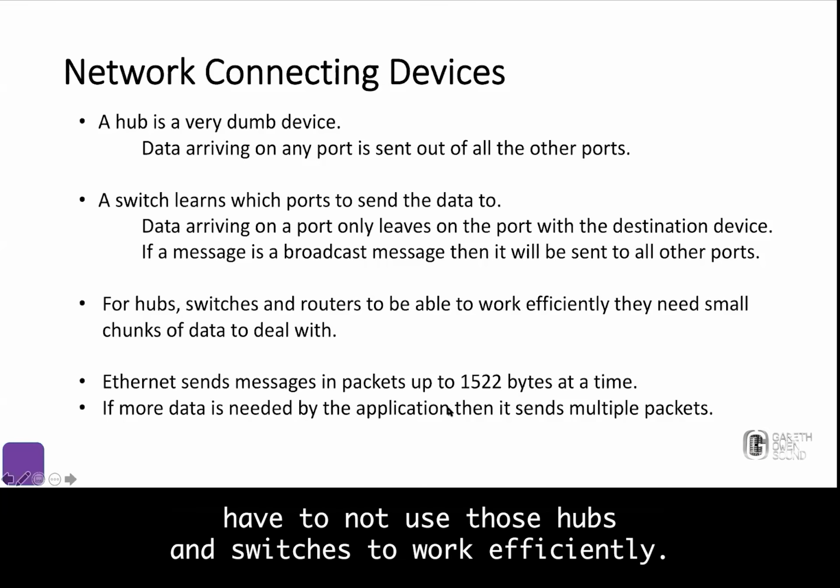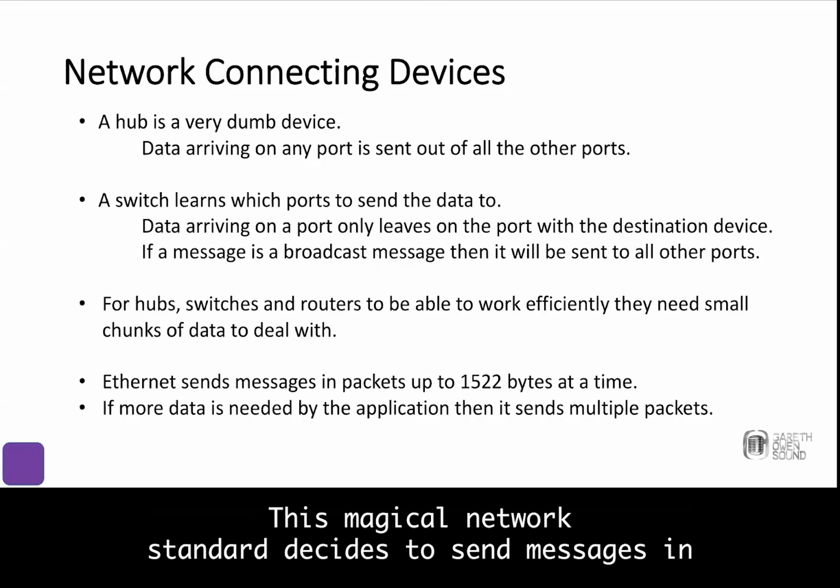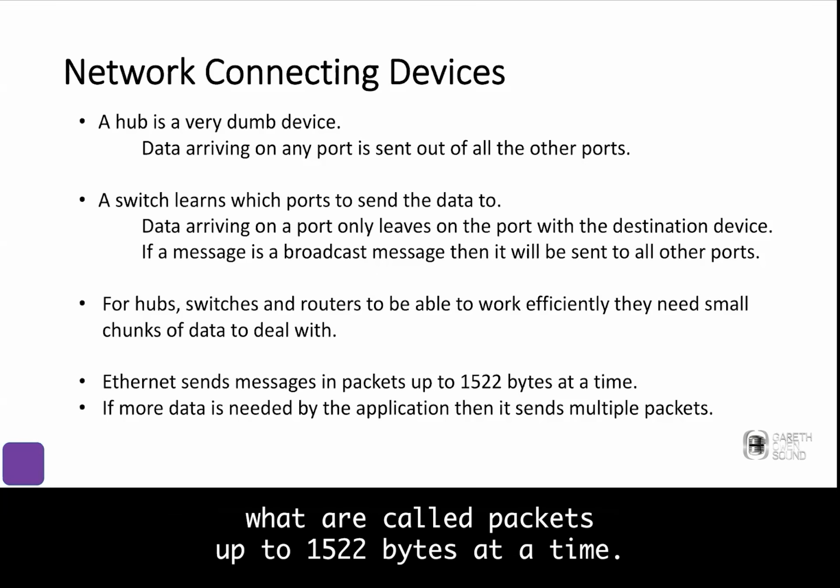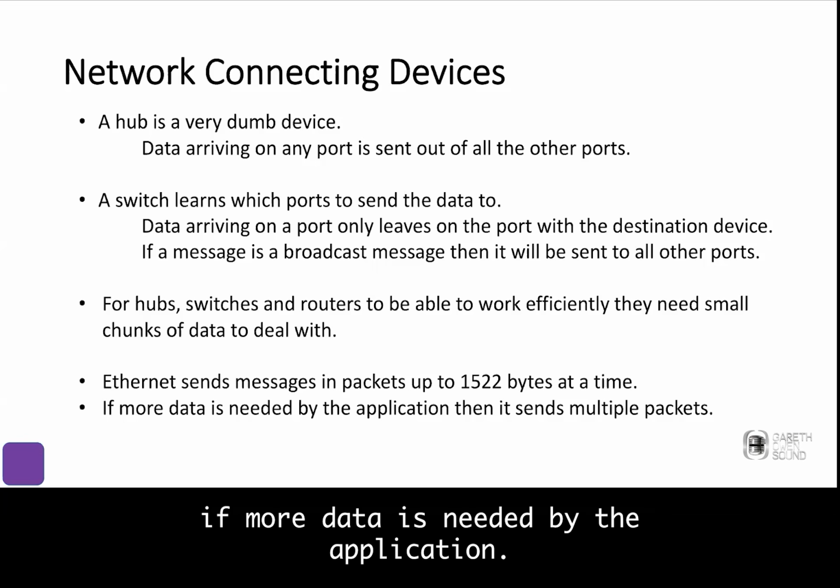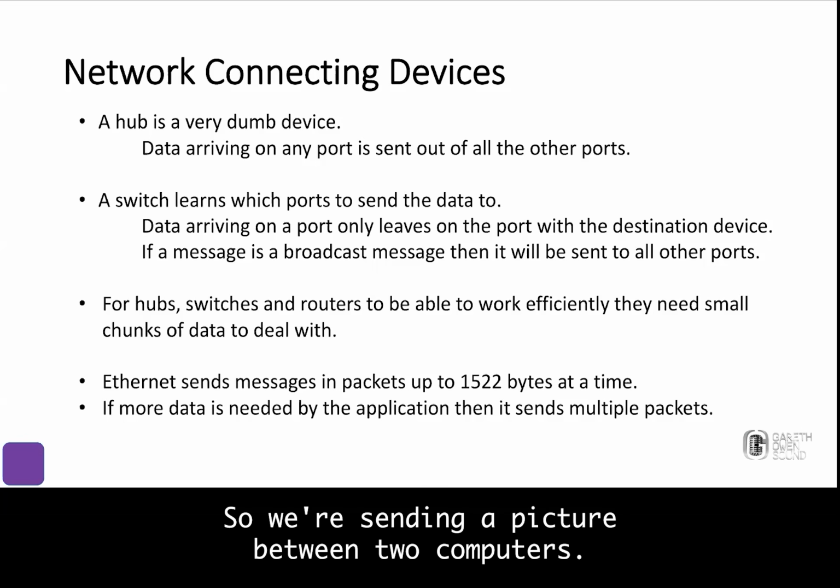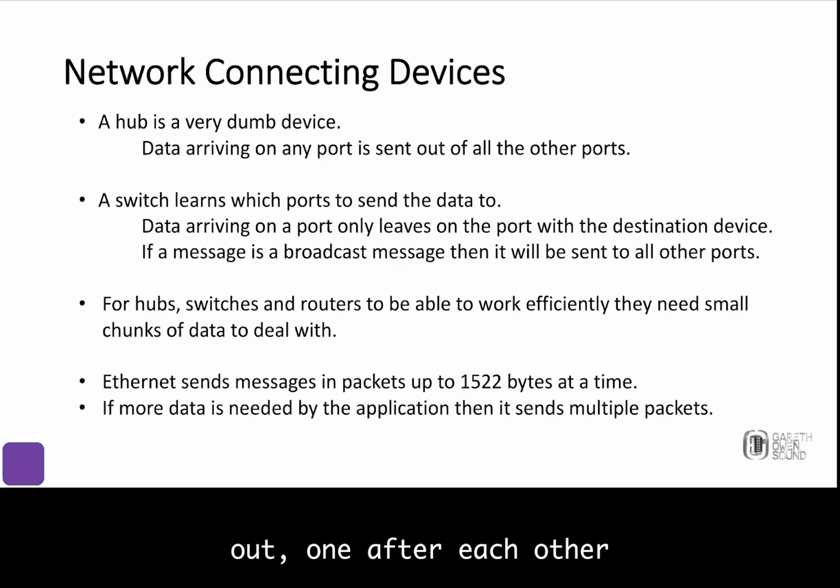Hubs and switches, to work efficiently, need small chunks of data to deal with. Ethernet, this magical network standard, decides to send messages in what are called packets, up to 1,522 bytes at a time. This sounds like a big number, but actually is very little data. If more data is needed by the application, so we're sending a picture between two computers, then it splits it into smaller chunks, smaller packets, and sends each of those one after the other. Okay so far?